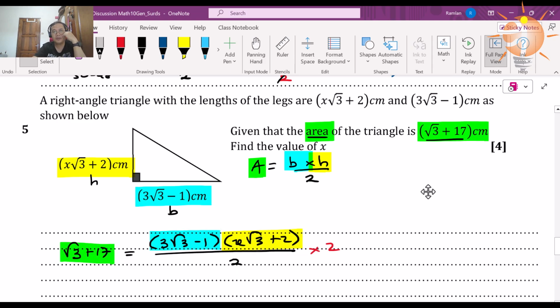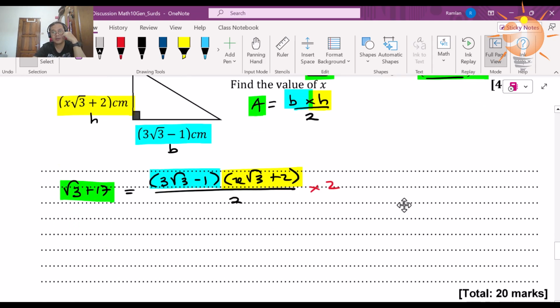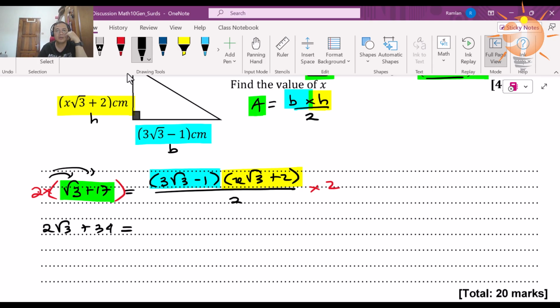Now, if you multiply the right side by 2, you also need to multiply this by 2. But be very careful that you need to put brackets here. If you multiply it like this, you will get 2 square root of 3 over here, and then plus 34, equal to. The 2 is gone here, so you only need to do the FOIL method, right? So that and that, and then this and this. Okay, let's do that. I'm going to put the first one. There'll be 3 square root of 3 times x square root of 3, right?